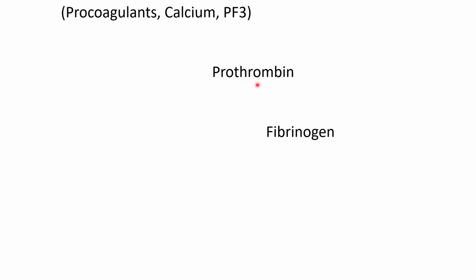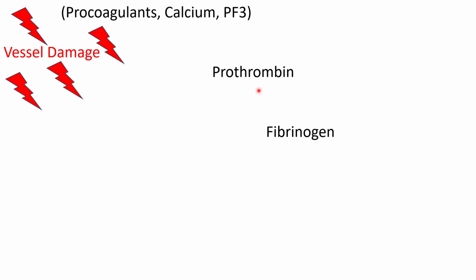We also have a protein called prothrombin, and fibrinogen. Hopefully this word looks familiar. We saw it back when we were talking about plasma in the second lecture of this chapter. So procoagulants, calcium, platelet factor 3, prothrombin, and fibrinogen are all circulating in our plasma, not really doing a whole bunch of anything. But when there is vessel damage, that's going to change.